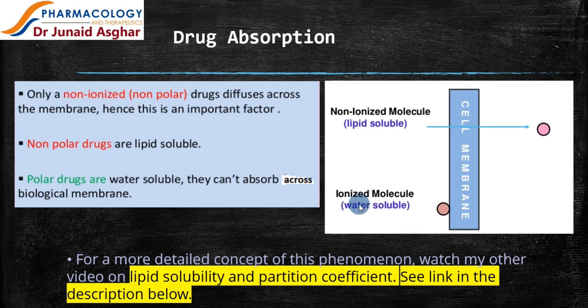On the other hand, in case of ionized drug, which is water soluble, it will have resistance and it won't be able to pass through the membrane. Because the membrane is lipid, the molecule is water soluble, so it is not allowing it to pass through.